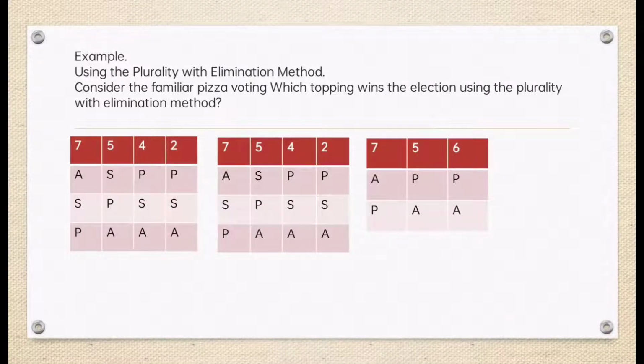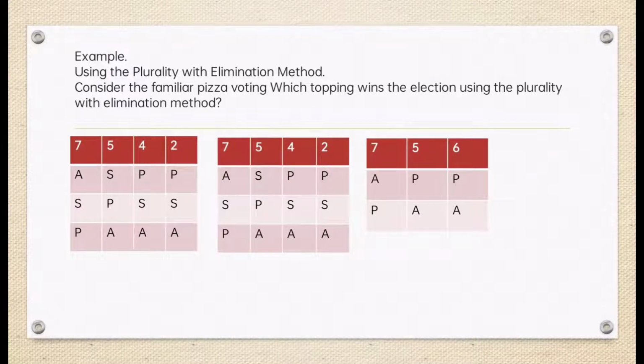Consider the familiar pizza voting. Which topping wins the election using the plurality with elimination method? So, A has 7 votes in the first column, S has 5 votes in the second column, P has 4 plus 2 equals 6 votes in the third and fourth columns, and M has no votes.